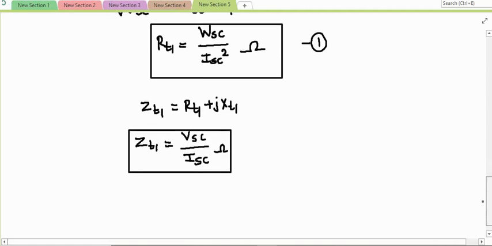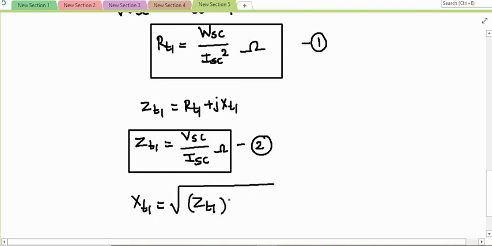Then you have RT1, you have ZT1, you can find out the XT1. So what is XT1? XT1 will be under root of ZT1 square minus RT1 square. Again you will get this in ohm.